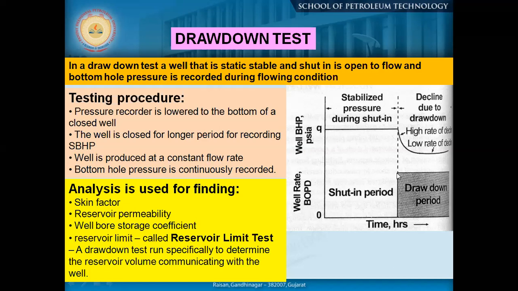Now if you see the right side, Q is the specific rate you are flowing, and the pressure recorded above the perforation is now gradually decreasing. Okay, so it's gradually decreasing. Initially there is a high rate, then you get a slower rate of decrease. We use it to get the skin factor, reservoir permeability, wellbore storage coefficient, and if we test it for a longer time, then it is called the reservoir limit test.